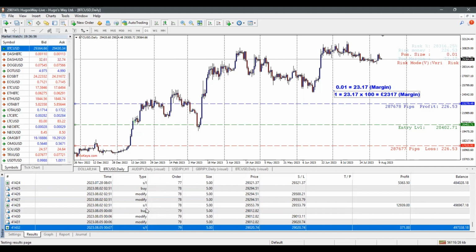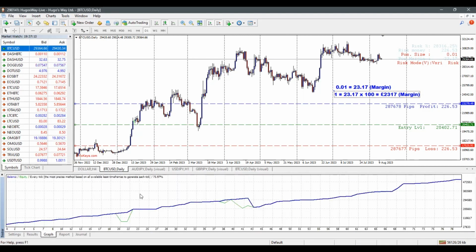So from the beginning of the year to now, if you put in 50K, this would have been your results. So you can see from data and evidence, because I'm not a person that likes to make emotional noise and gas it up and get you to be involved. But if you actually ran this robot, the data is showing you here that this is the most precise time frame. This is the most precise method, based on all available least time frames to generate each tick. So this is the most precise method out of every strategy testing method available. So the results here are very, very close to the original results.